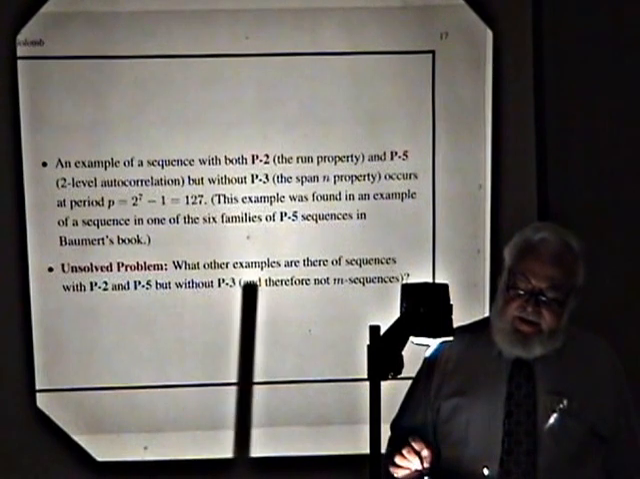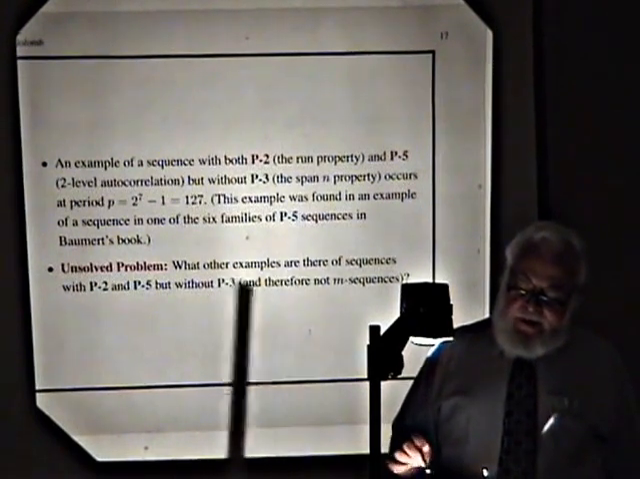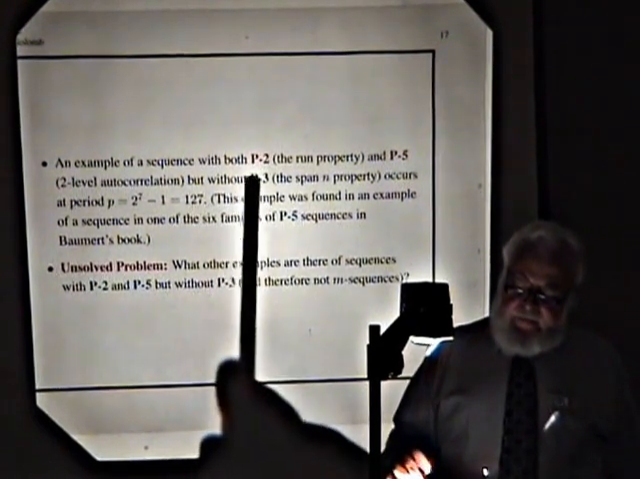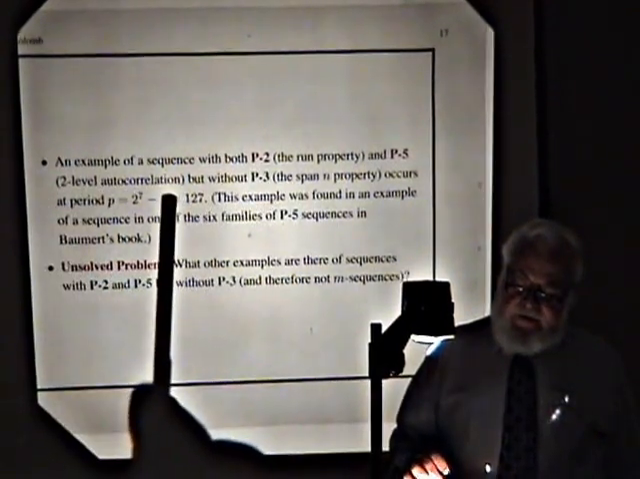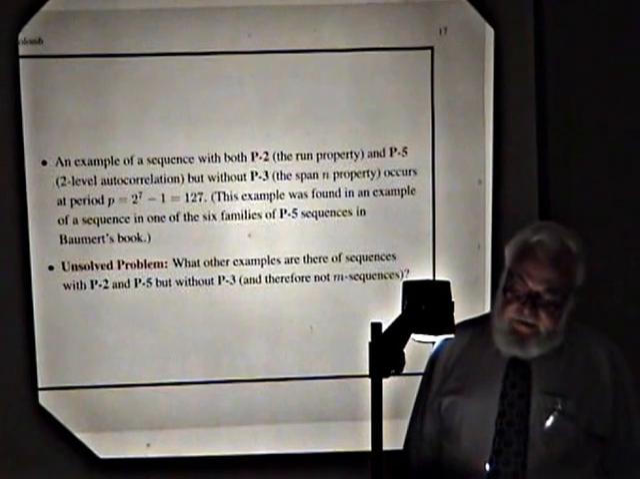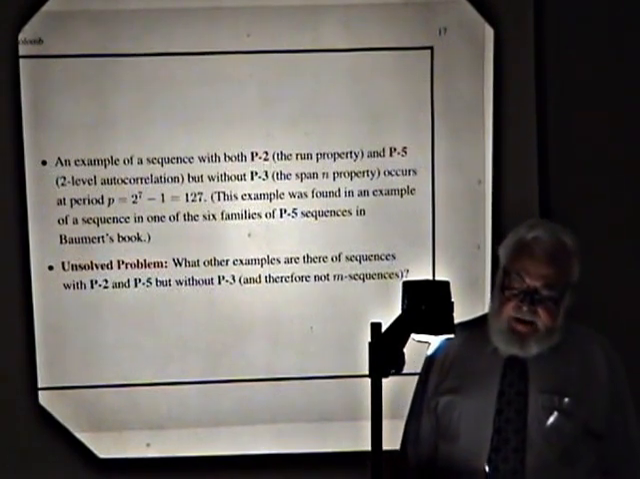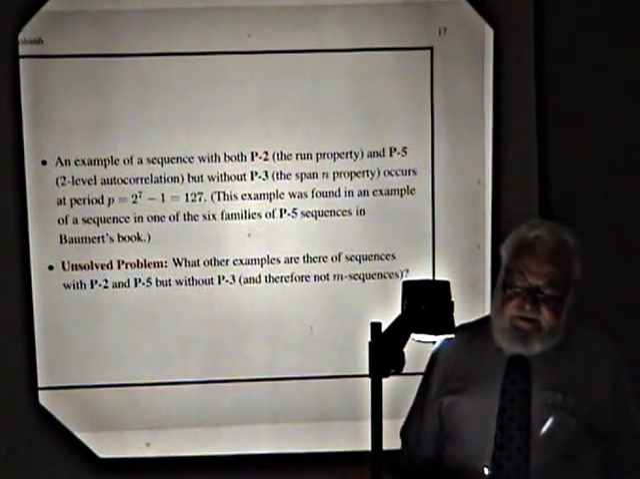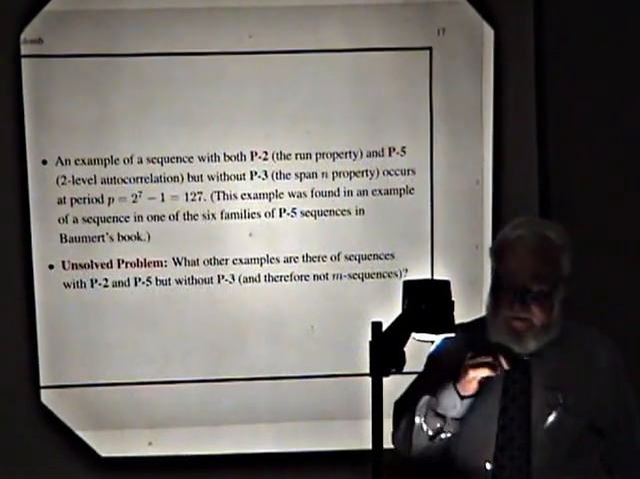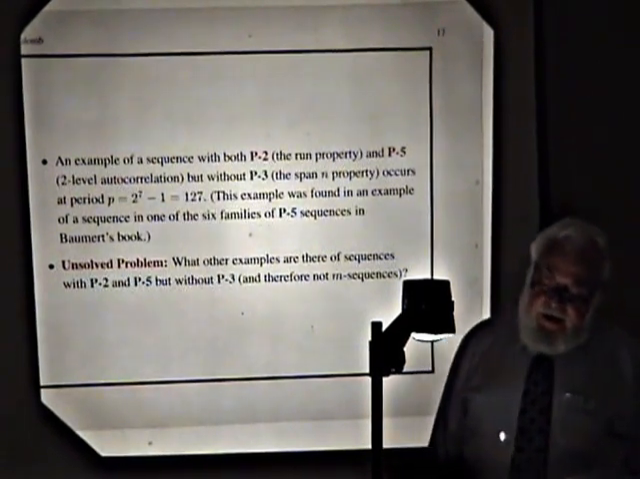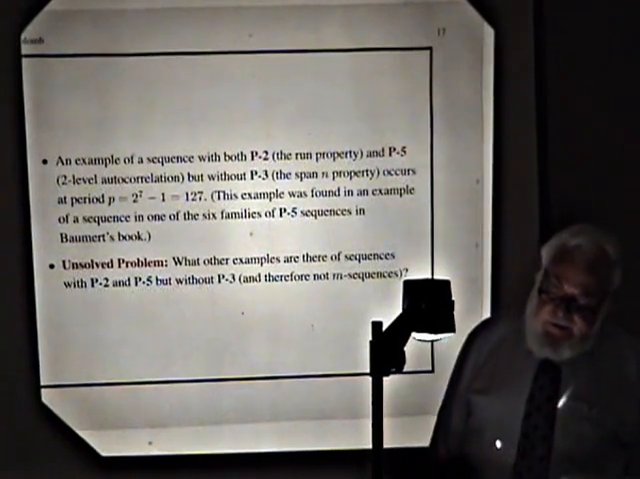The other thing that's slightly weaker than my main conjecture is to have both the run property, P2, and the 2-level autocorrelation property, but without the span n property. And the first known example of this occurs at period 2 to the 7 minus 1, again as that other combination, degree 7 and period 127.